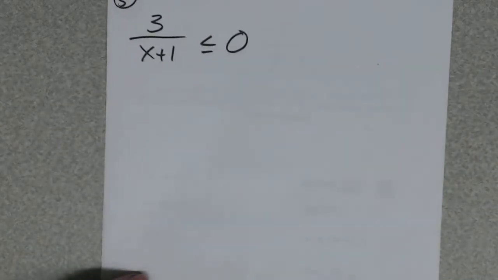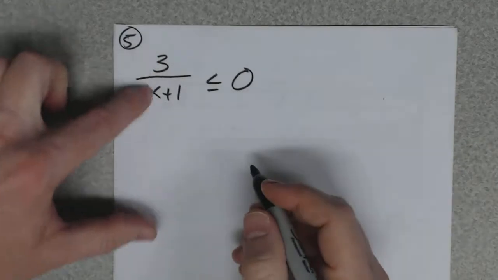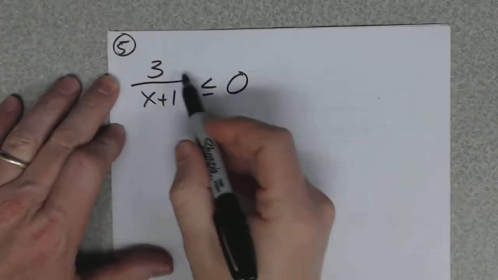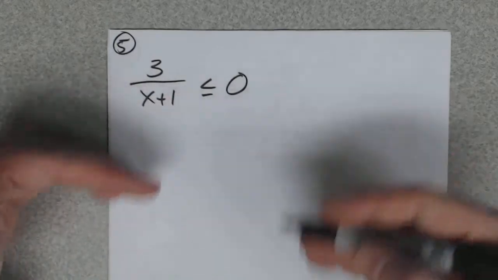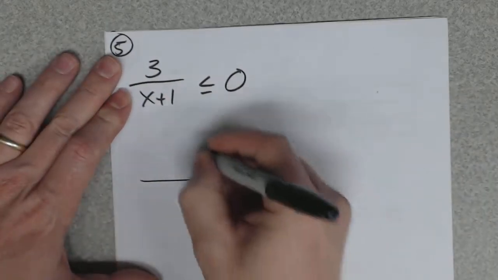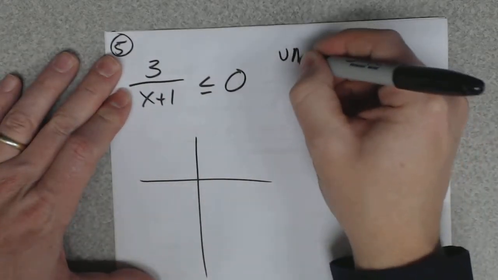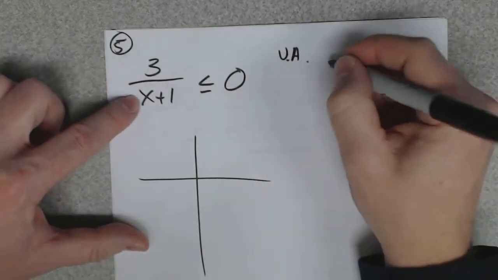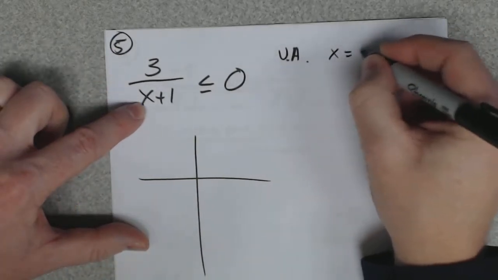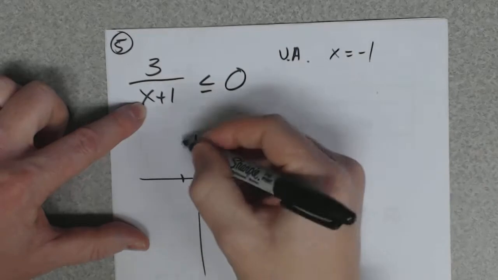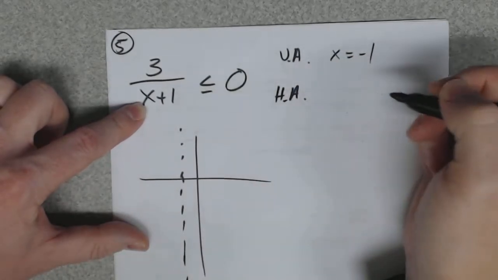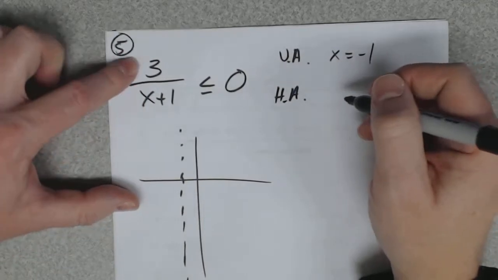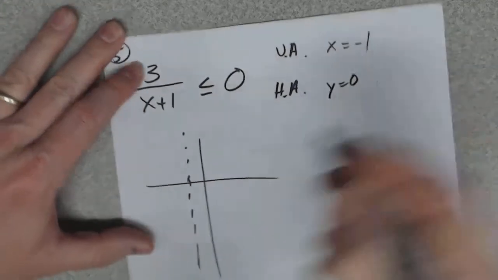Let's check out number 5. It's the same idea. Everything's on the left, less than or equal to 0. When I say less than, we're looking where the graph is below the x-axis. So we want a vertical asymptote first. You set the bottom equal to 0, x equals -1. For the horizontal asymptote, the degree of the bottom is bigger than the top. That means y equals 0.